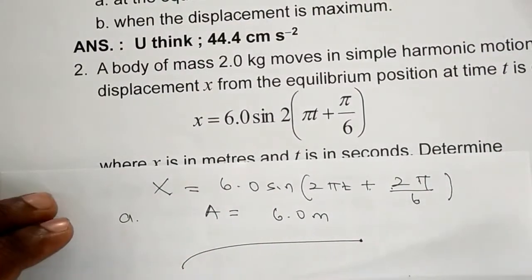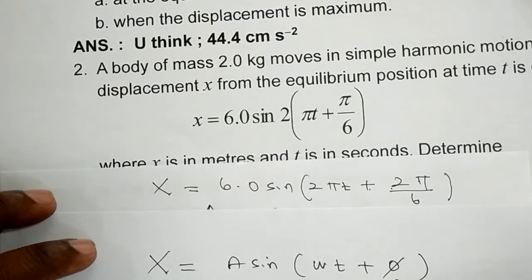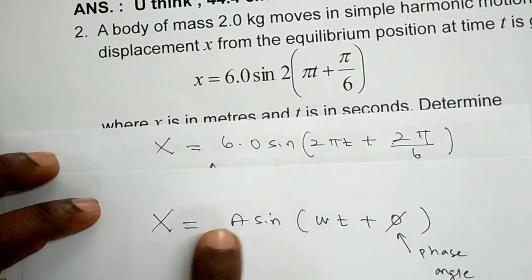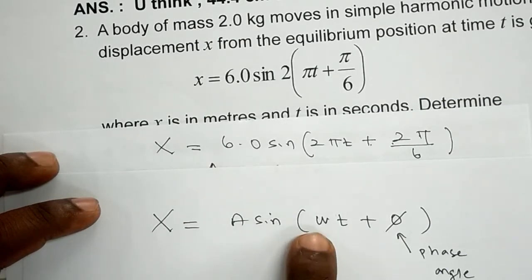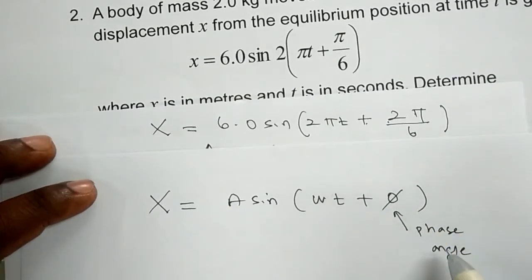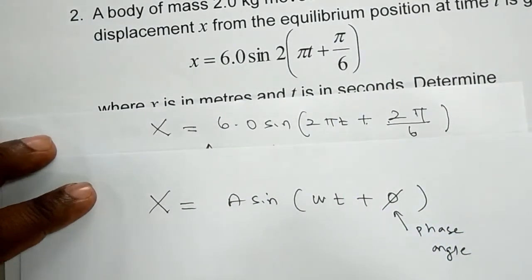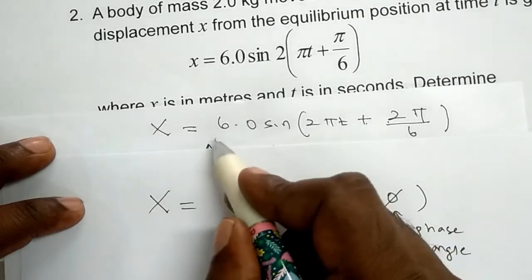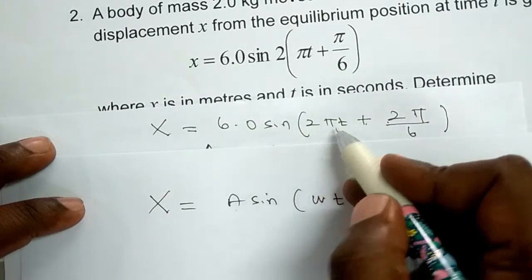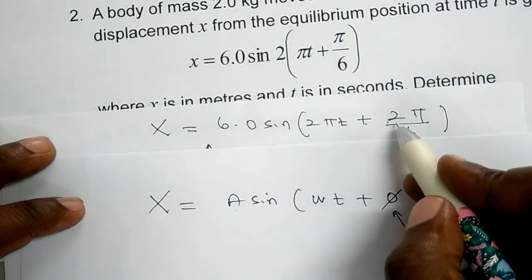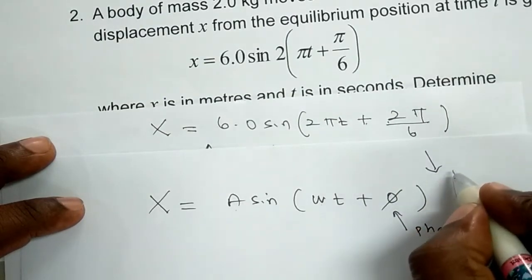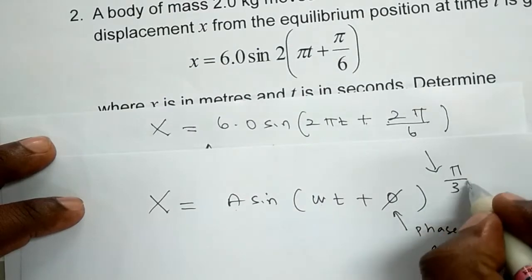Compare this equation to the general equation, x equals a sine (omega t plus phase angle). This is the symbol for phase angle. So to answer section A, the amplitude is 6 meter, the omega is 2 pi radians per second, and the phase angle is 2 pi over 6, or pi over 3 radian.